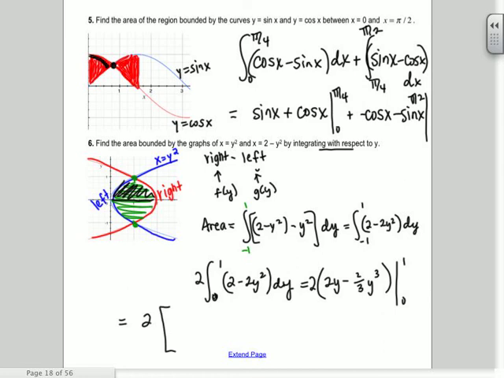When I plug in 1, I get 2 minus 2/3. When I plug in 0, I get 0. That's why we did that, so it's easier. So I have 4 minus 4/3. So 12 over 3, so 8/3. So 8/3 is your answer. Okay, makes sense?